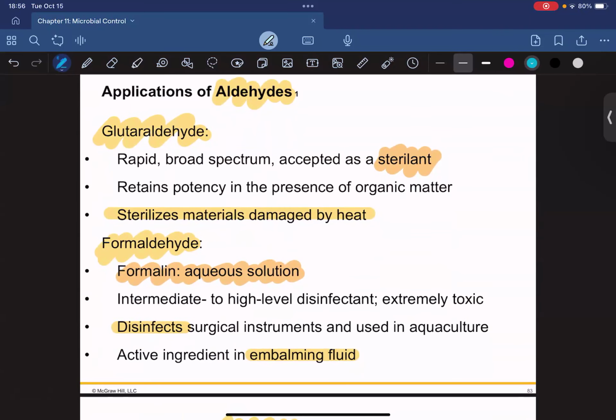Glutaraldehyde, it can sterilize. It's kind of toxic and can be damaging to tissues. It sterilizes materials that would otherwise be damaged by heat.